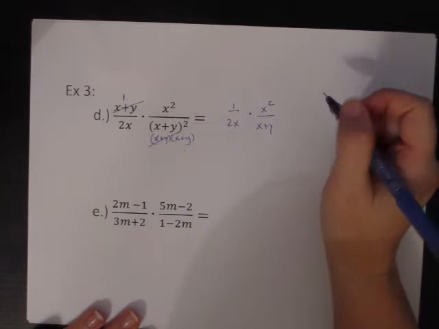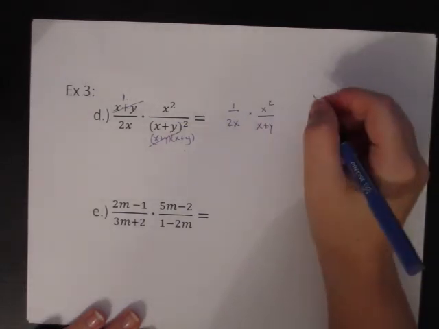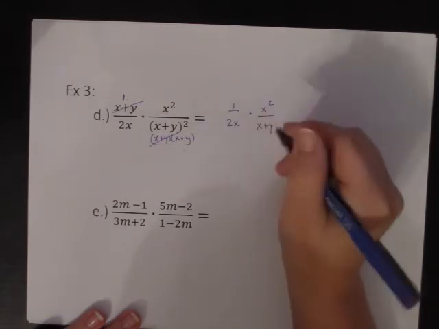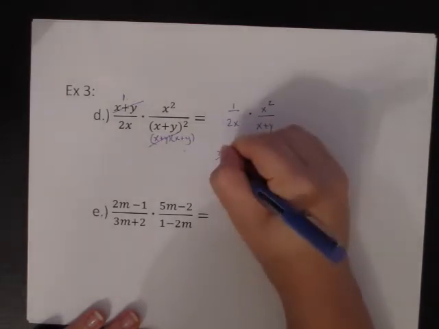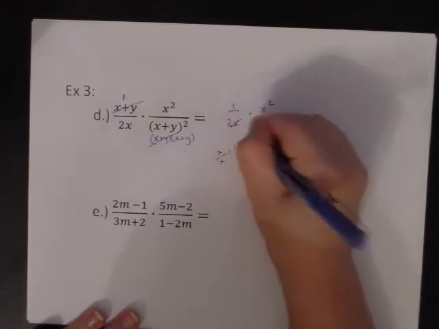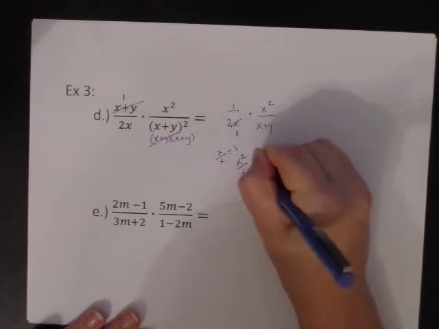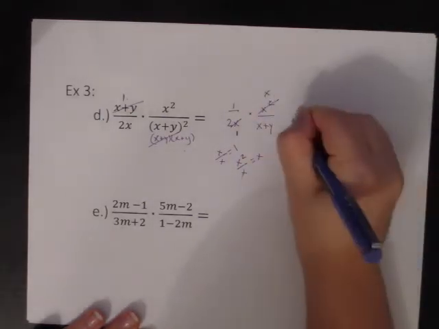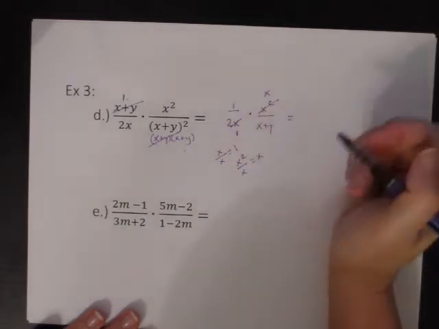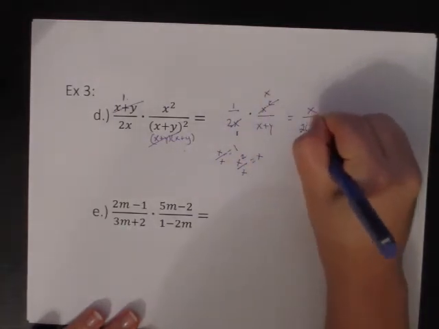What I notice is I can't do anything with that 2, but the x's I can deal with my least exponent. So I've got x and I've got x squared. So we can divide both of these by x. So x divided by x leaves me with 1. So this gets canceled out and leaves me with 1. And x squared divided by x will leave me just with x. So this cancels out, leaving me with x. I look straight up and down, there's nothing else I can cancel, so I've got x over 2 times x plus y.